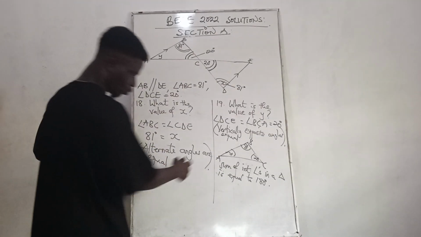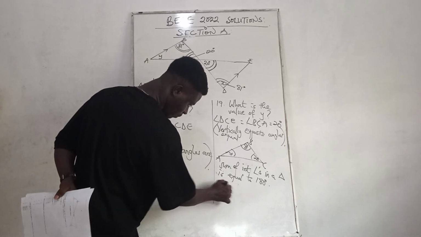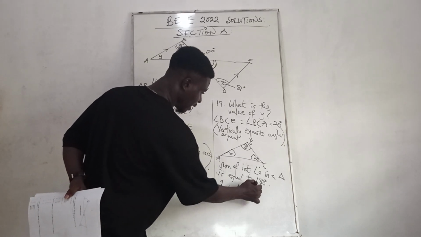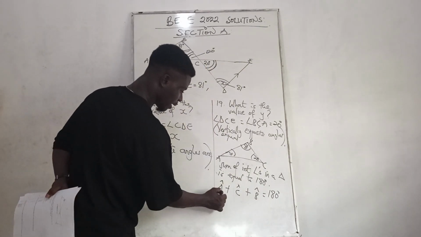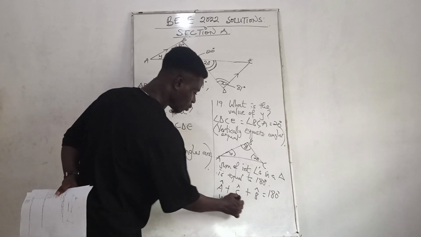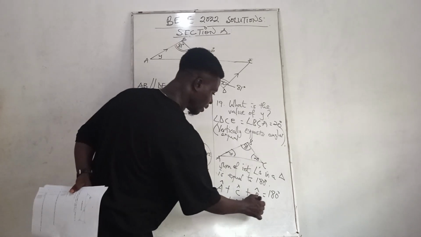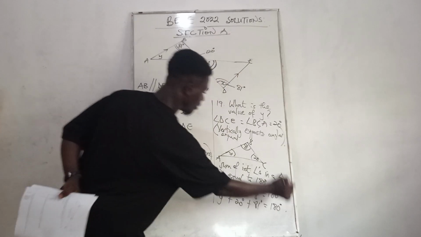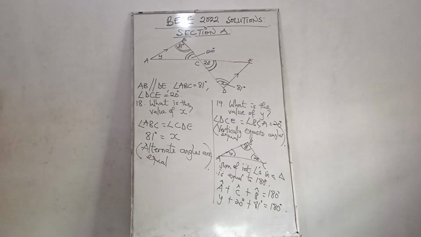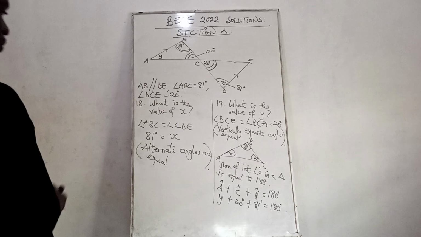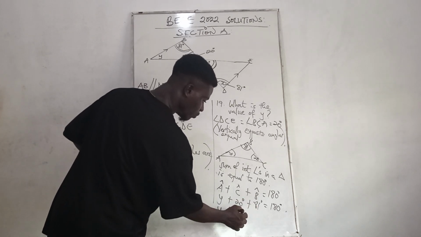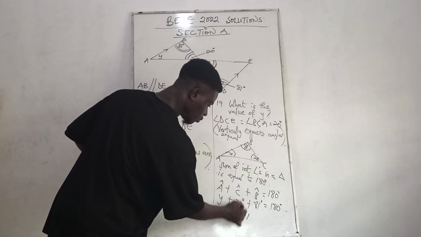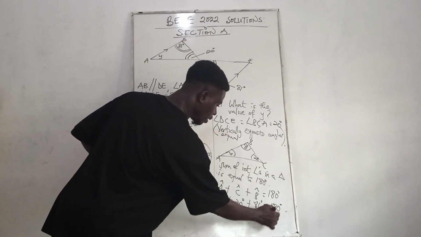Then we add up. So which is what? Angle A plus angle C plus angle B is equal to 180 degrees. Now angle A, which is the y, plus angle C, which is the 20 degrees, plus angle B, which is the 81 degrees, equals 180 degrees here. All right, so now let's proceed. So 20 plus 81, we get 101 degrees.